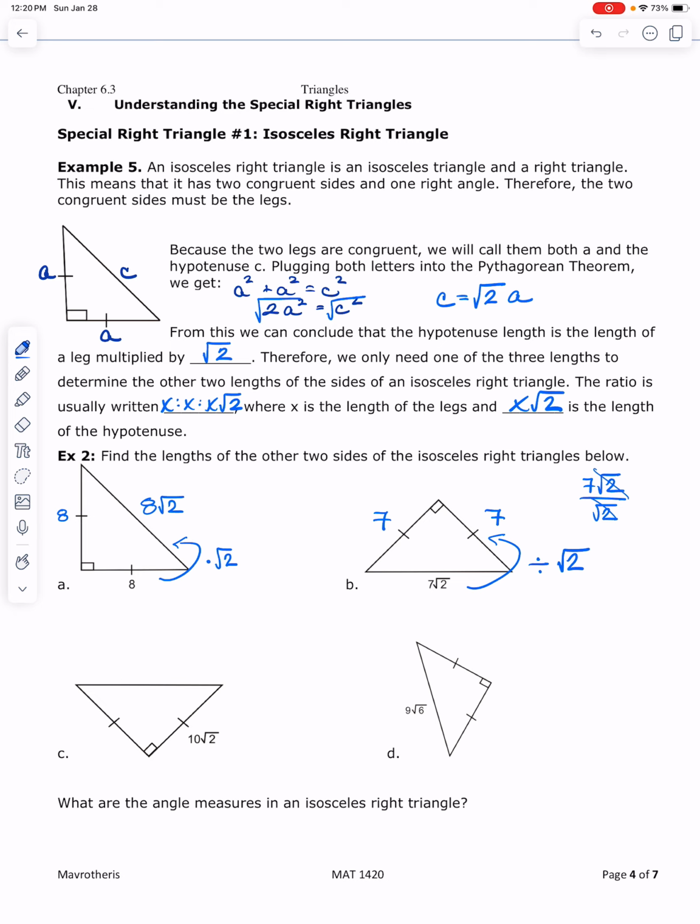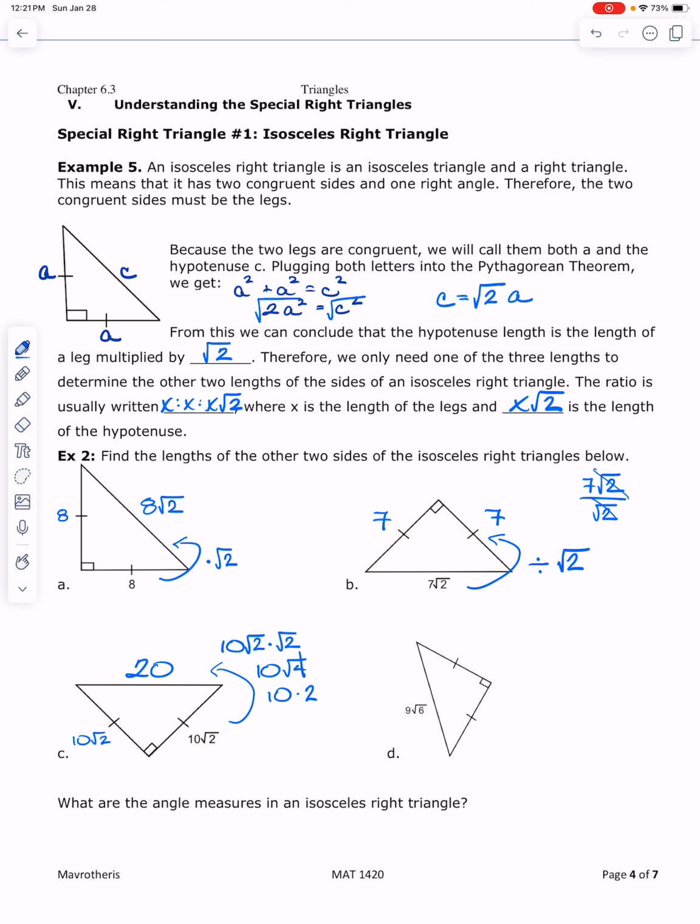C, again, we have the length of a leg. It is 10 square roots of 2. So I know my other leg is 10 square roots of 2. To get to my hypotenuse, I've got 10 square roots of 2 times the square root of 2. 10 times the square root of 4, if it makes you happy doing it that way, which is 10 times 2. So the length of that hypotenuse is 20.